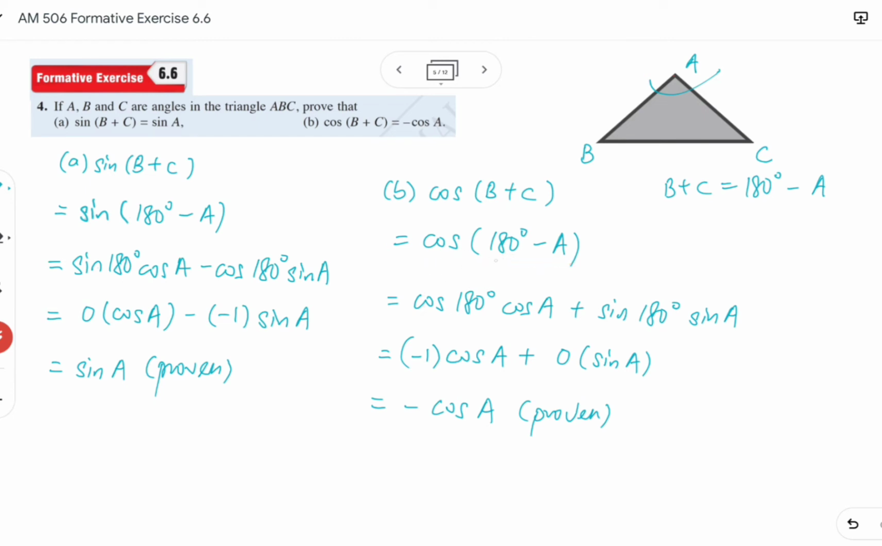So expand it with the addition formula for cosine. We get cosine 180 cosine A plus sine 180 sine A. So we get negative 1 times cosine A plus 0 times sine A, and we get negative cosine A. So exactly the same as the right hand side. So proven.